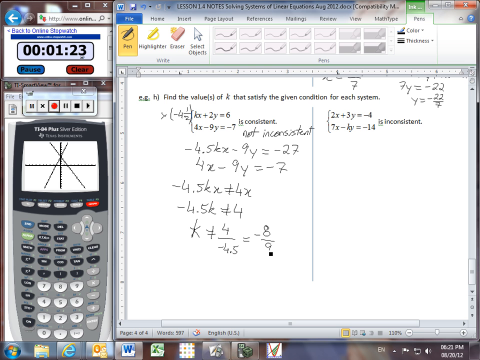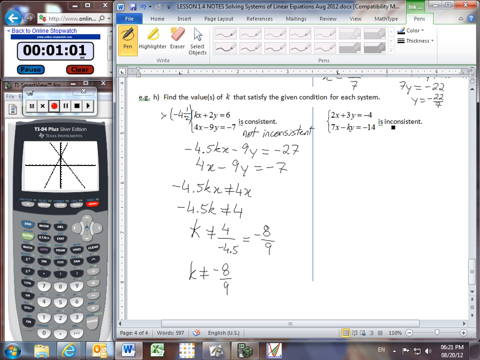Can I ever have a consistent independent system? Can I have a consistent dependent system? Well, no, because these ones can never be identical. So as long as k is not equal to negative 8 over 9, then I am not inconsistent. In the second one, how can I make sure it is inconsistent?